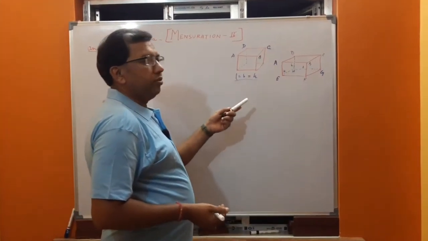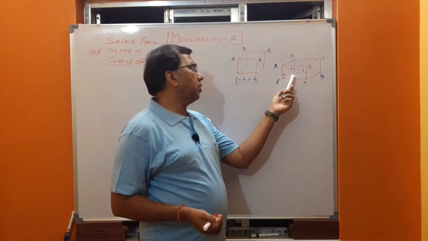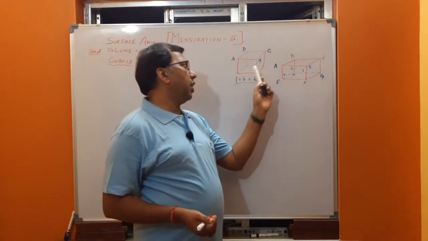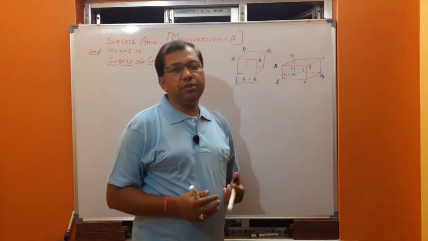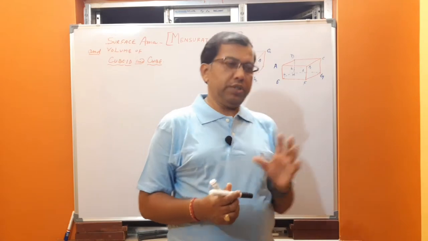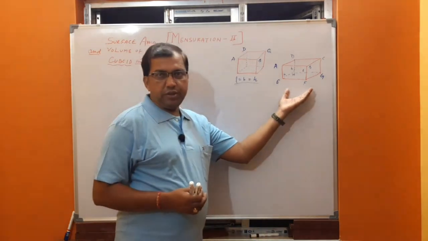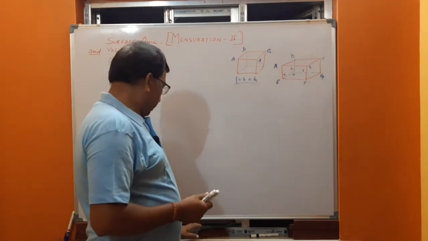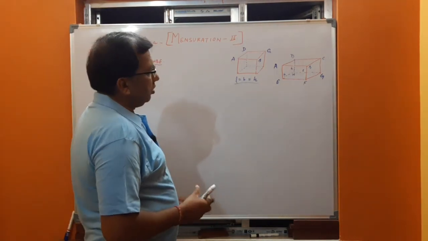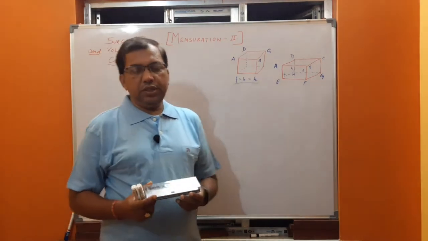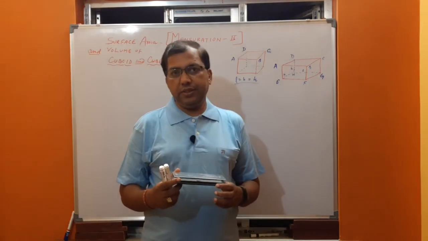This is the figure of a cuboid and this is a cube. Cuboid is the space bounded by 6 faces. So first let us know about the cuboid. Now the cuboid has 6 faces.